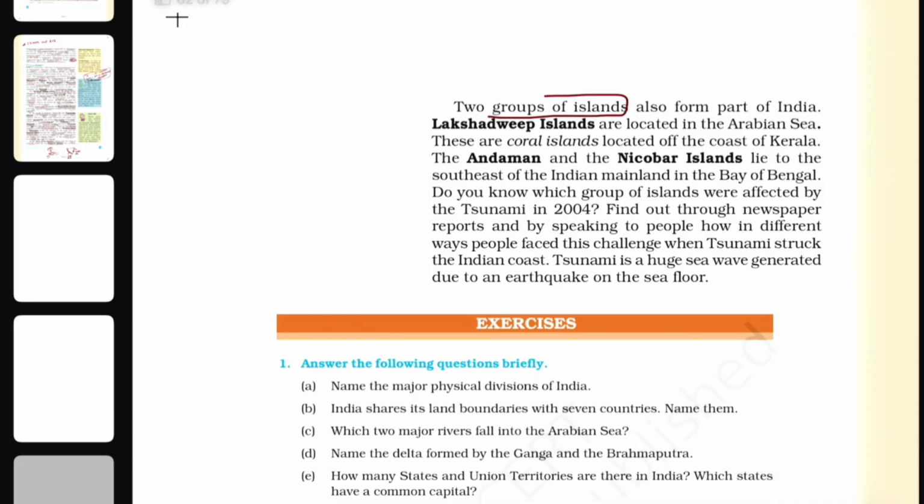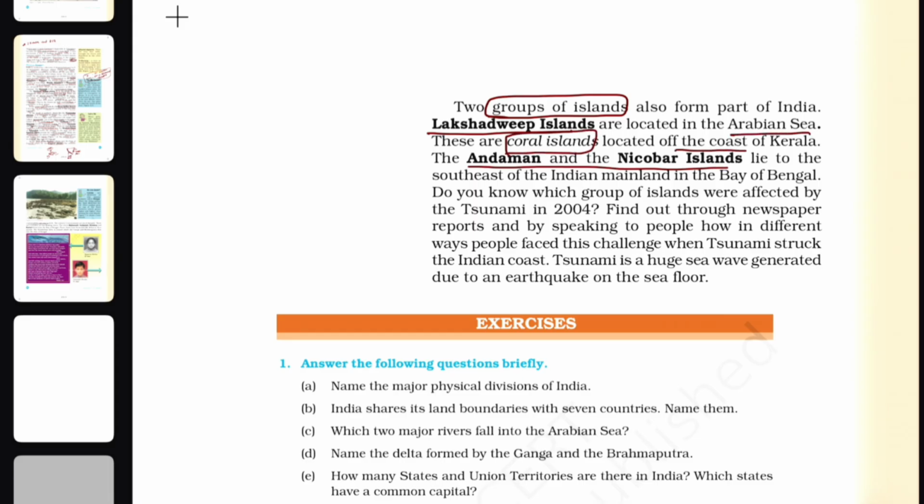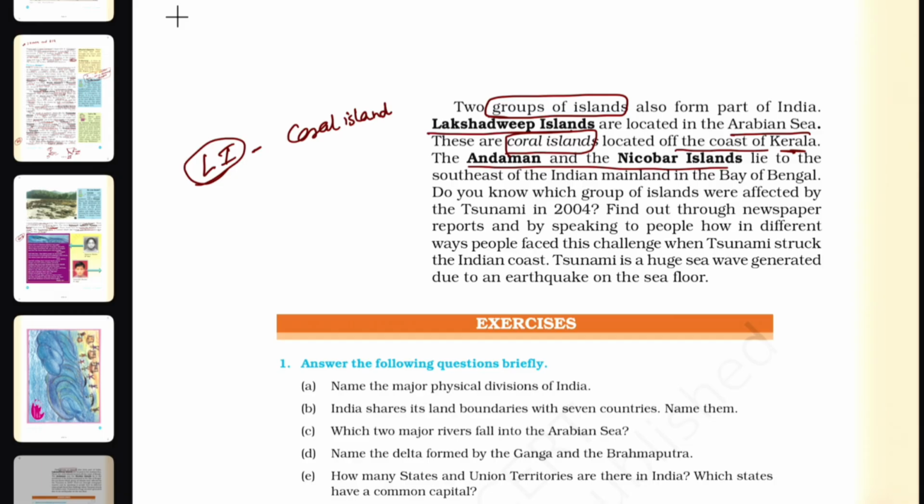Then comes our group of islands. So basically India has two groups of islands. The first is Lakshadweep, the second is Andaman and Nicobar Islands. Lakshadweep, located in the Arabian Sea, consists of coral islands off the coast of Kerala. What is Lakshadweep Island? These are coral islands. Corals are basically the massive skeleton of a marine animal known as polyps, and when the polyps die, they form corals, and after a few years these corals together form a huge landmass which is called a coral island. Simply remember, coral is a skeleton of polyps.